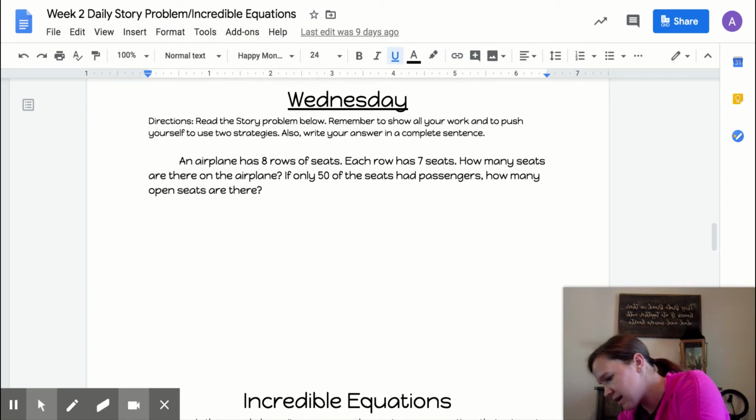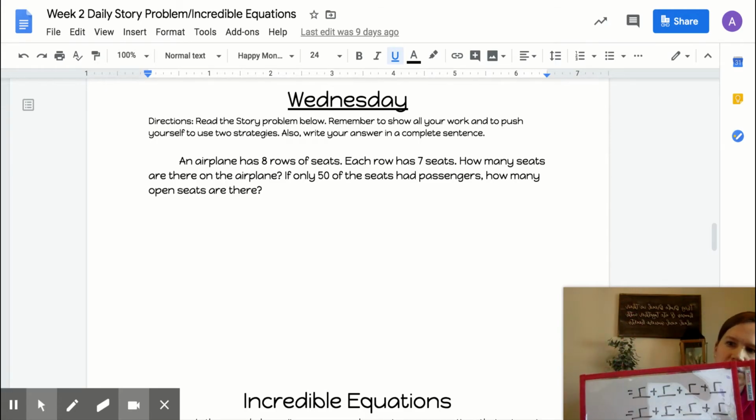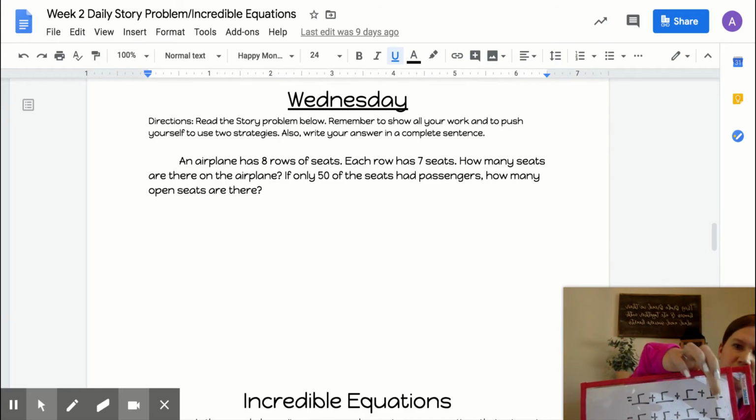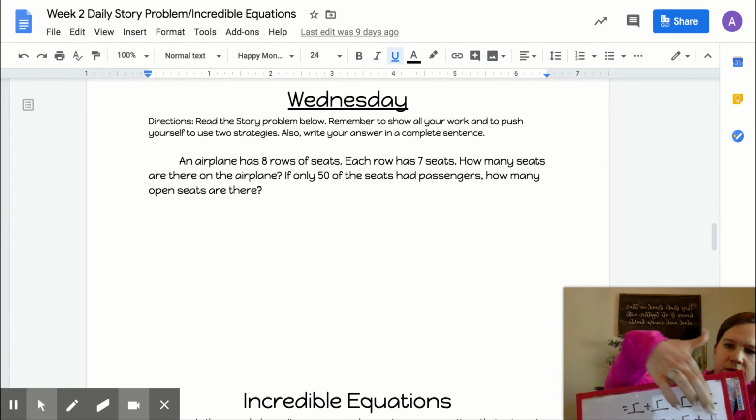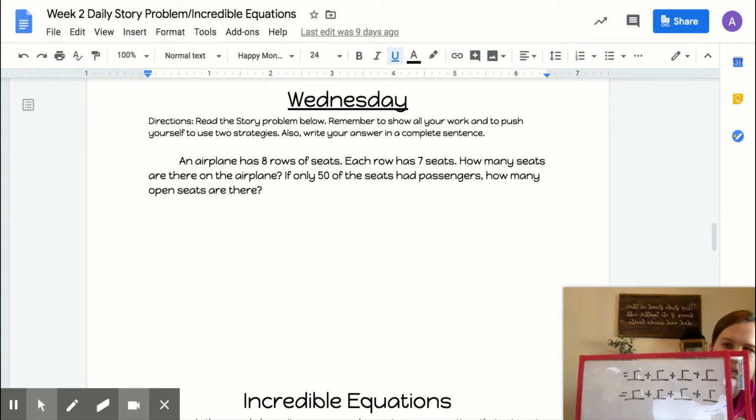So I'm going to add the first group together. And so you can see what I did. I just wrote 2 separate repeated addition sentences, but I do have my 1, 2, 3, 4, 5, 6, 7, 8, and I have 7 in each one. So I do have everything represented here in my work, and I could explain it all.